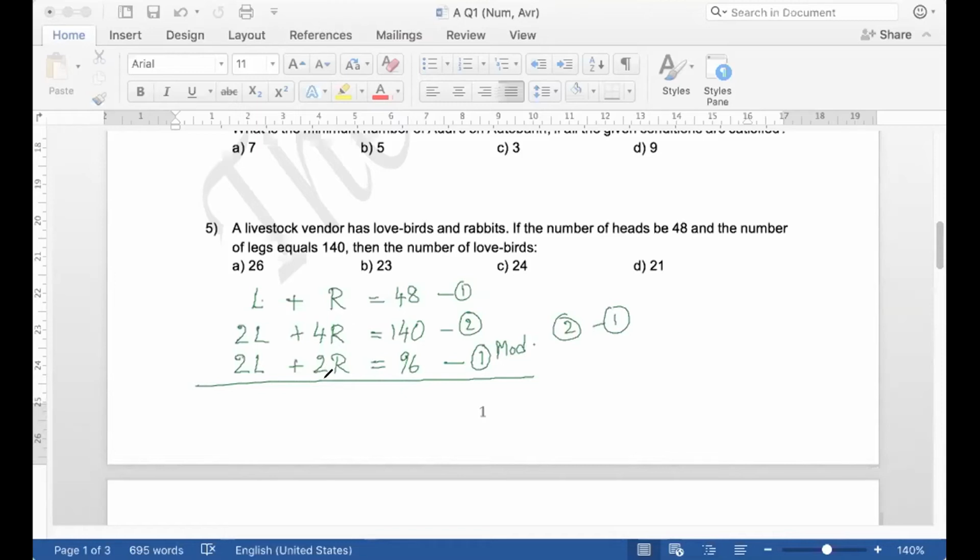So 4R minus 2R is 2R, and 2L minus 2L is 0. That's equal to 140 minus 96, that is 44. So 2R is equal to 44, R is 22. If R is 22, we know that L plus R is 48, so L must be 26. So that's the question: how many lovebirds do we have? 26 lovebirds. That's the answer.